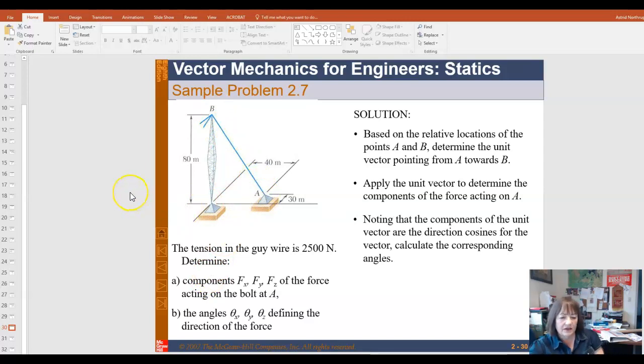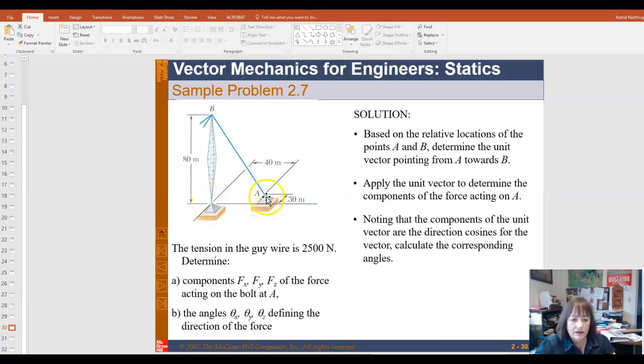So we want to find F sub x, F sub y, F sub z of the forces acting on this bolt at A, and the directional angles defining the force. Well, the good news is we have the dimensions. We have the dimension in this direction, which I would assume, using the last scale, would be the x direction. So we're going 40 meters from this point to this point in the negative x direction.